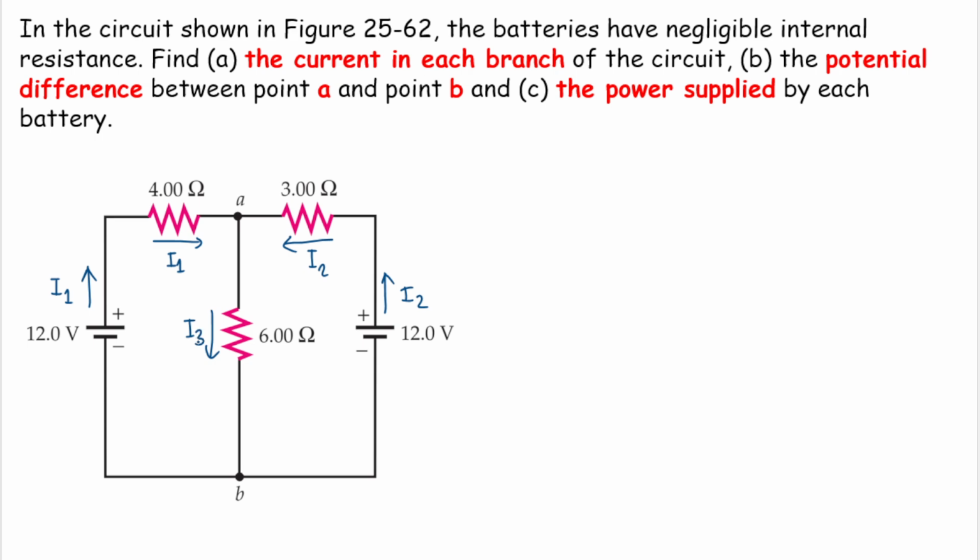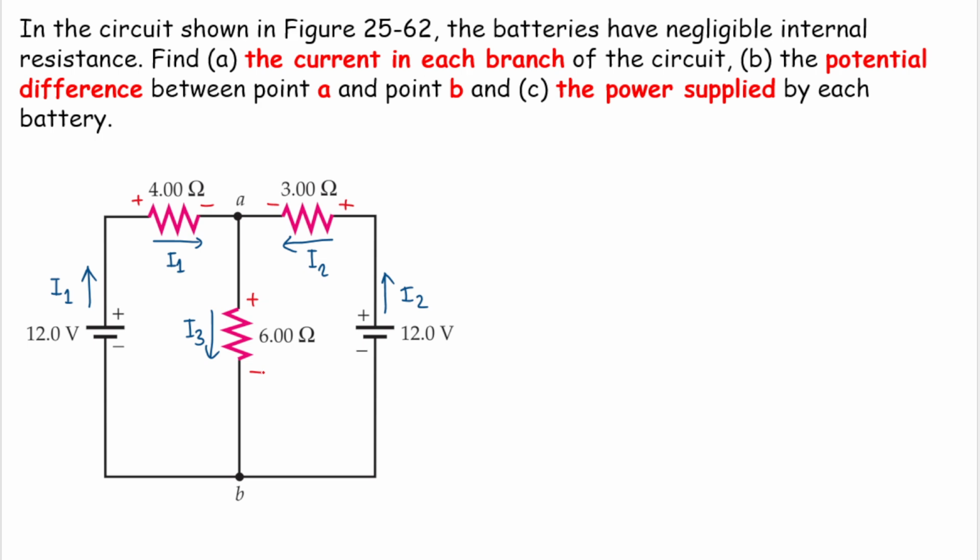And for the potential difference across the resistors, I will assume that where the current comes from is the positive side, so I will have it like this, and where the current goes is the negative side. For this one, the current also goes like that, so I'll have plus here and minus here. And the same for this one: where the current comes from is the positive side, and where the current goes to is the negative side.